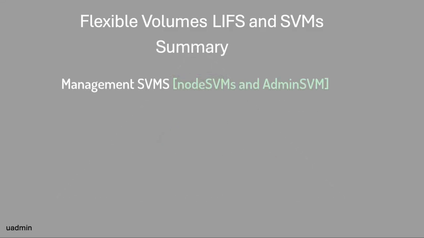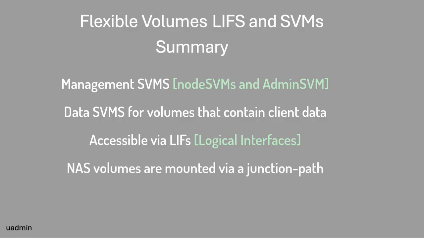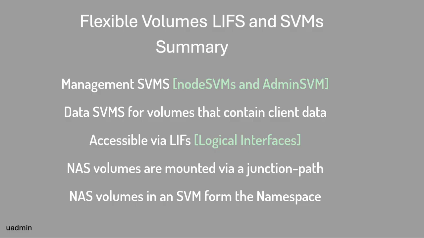So in summary, there are SVMs that are there for management purposes, and there are data SVMs which are there for having volumes that contain client data. The data can be made accessible by creating a resource type which is called a LIF, or a logical interface, and we will look at networking right after this. NAS volumes will have to be mounted to be accessible by clients, and all mounted volumes together form the SVM namespace. And finally, SAN volumes do not have to be mounted.